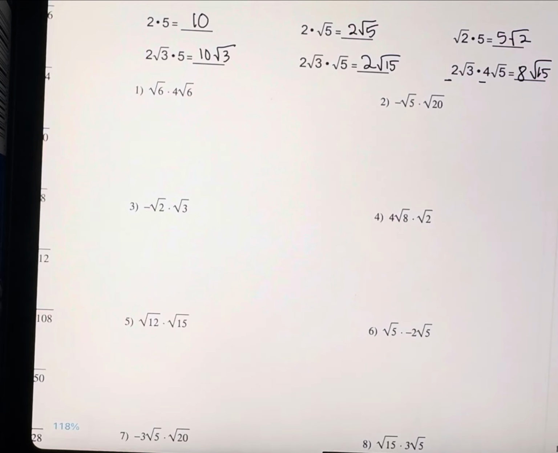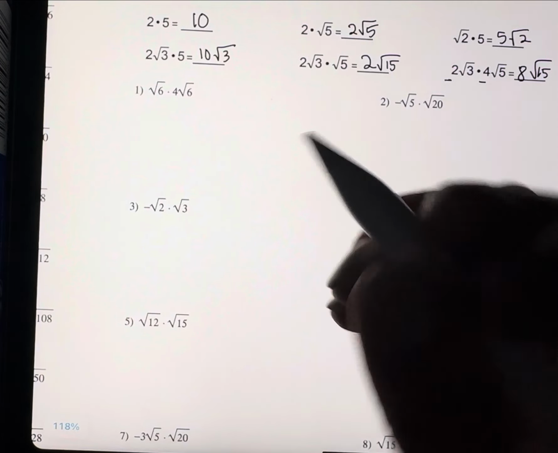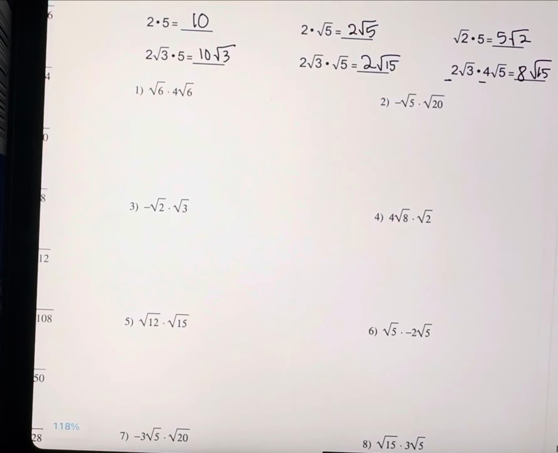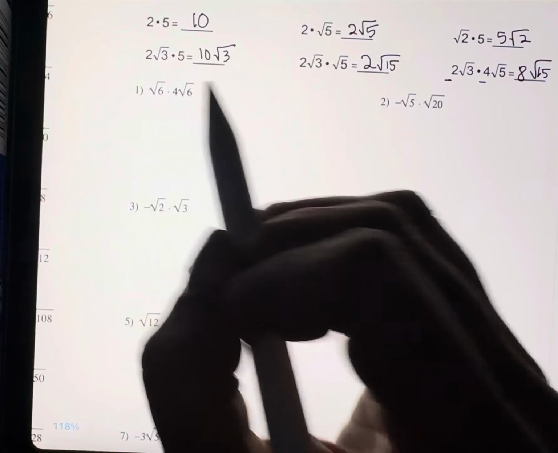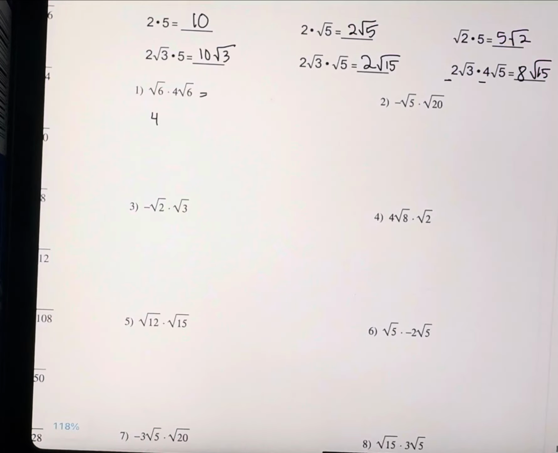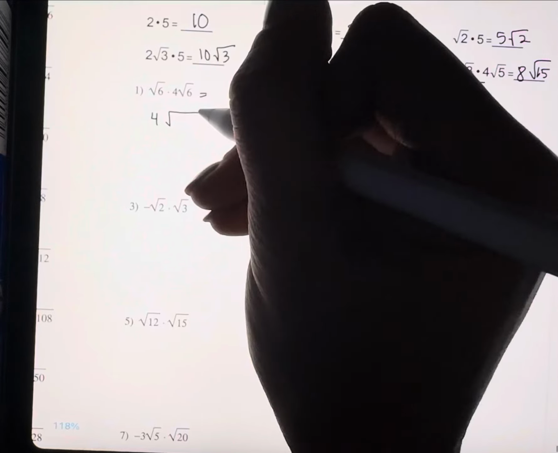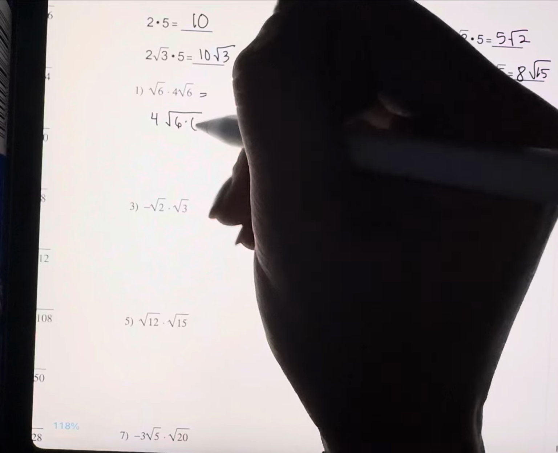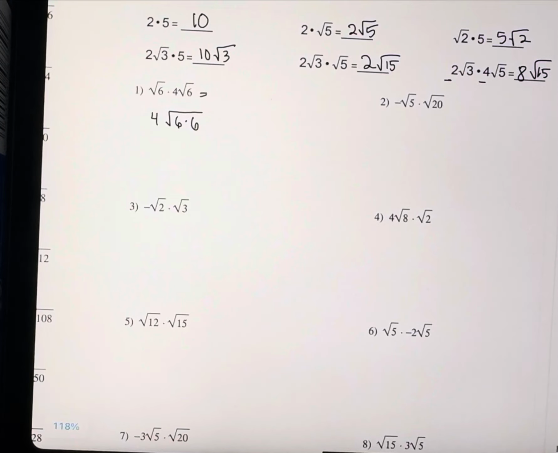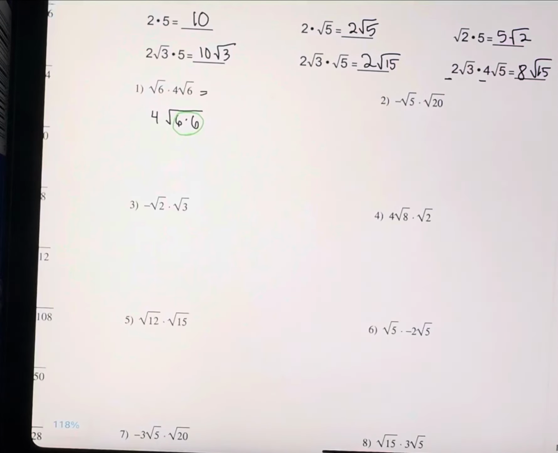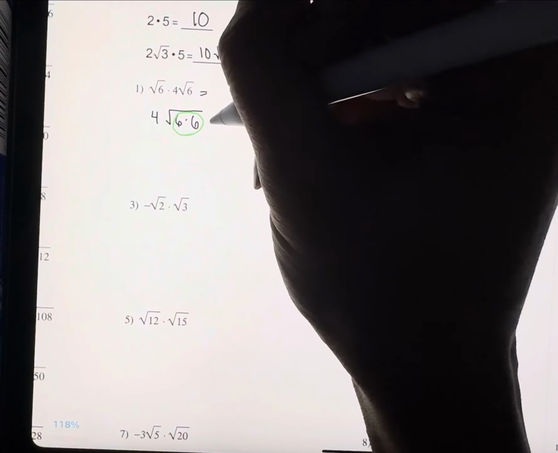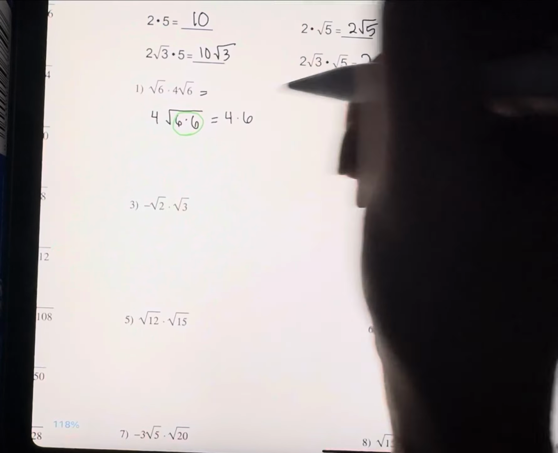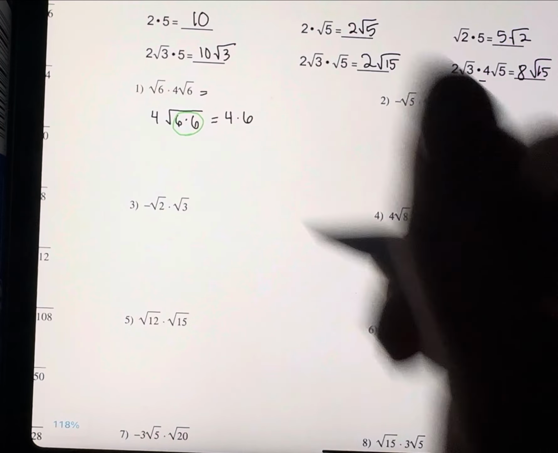Okay, number 1. I have 4 rad 6 times a rad 6. So the numbers out front get multiplied. That's just the 4. And then the numbers inside multiply. So the rad 6 times a rad 6 becomes a rad 6 times 6, okay? Now, in this situation, when I identify a pair under the radical, I'm gonna take it out. So this is just 4 times 6, which is 24.